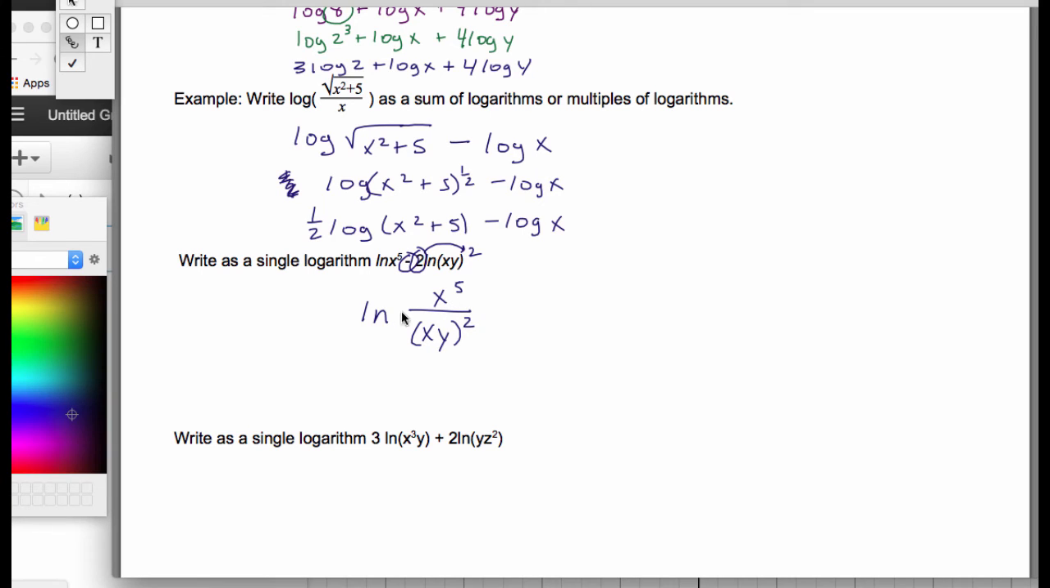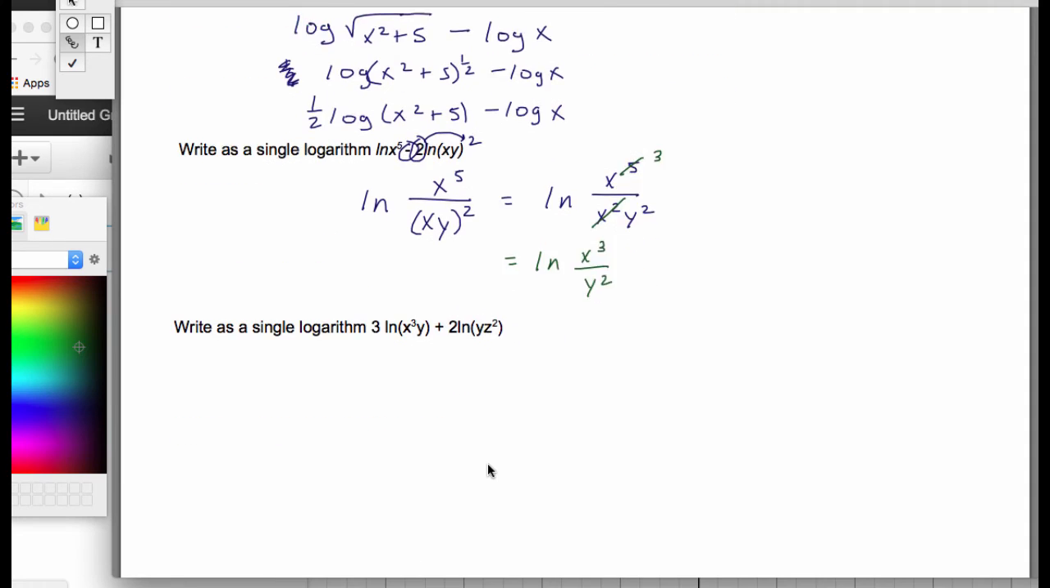But I can actually simplify this a little bit more because this is equal to the natural log of x to the 5th over x squared y squared. Well, now you can see that these squares cancel, this becomes a 3, and so I can say this is the natural log of x cubed over y squared. So there's a way that we could have a couple little elements going in, but in that case we were combining them instead of splitting them up.